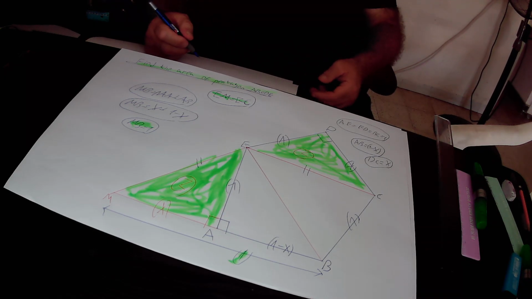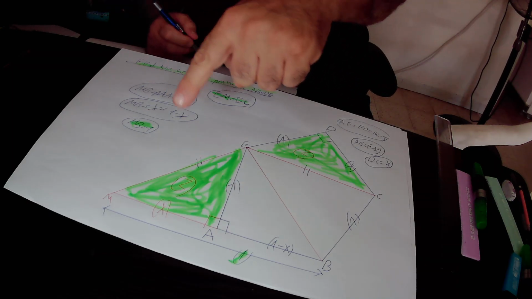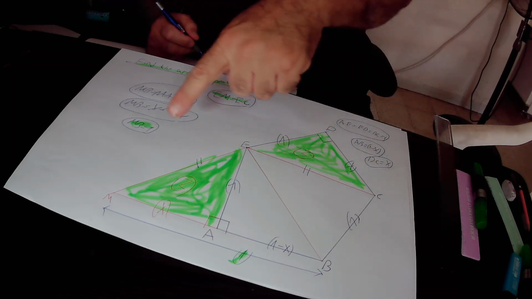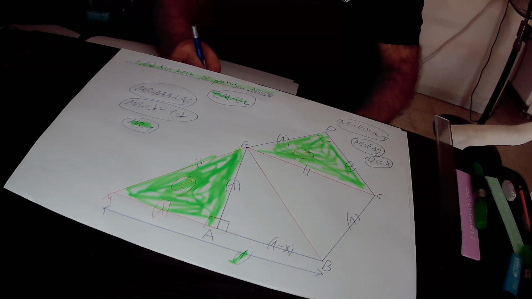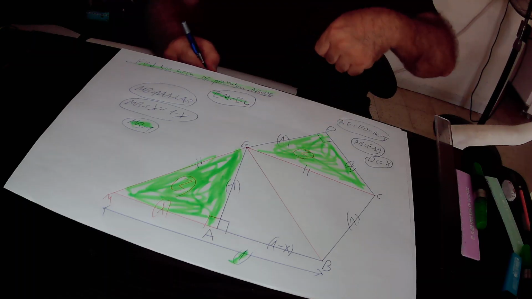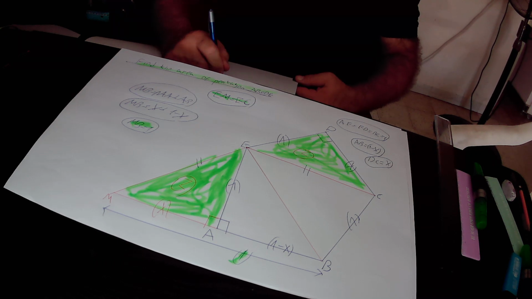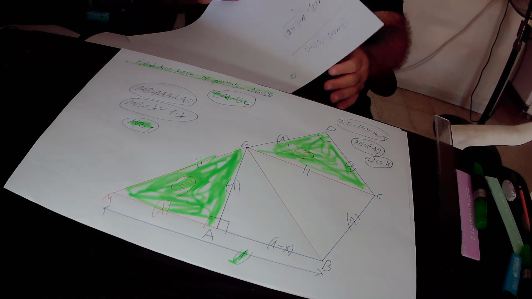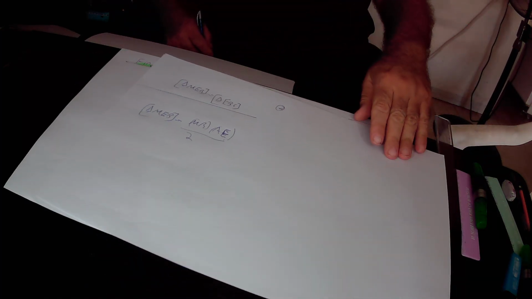The area of any triangle equals the base of the triangle times the height over 2. So the area of triangle MEB will be equal to the base MB times the height AE divided by 2. And again, the area of triangle MEB equals the base MB times the height AE over 2.